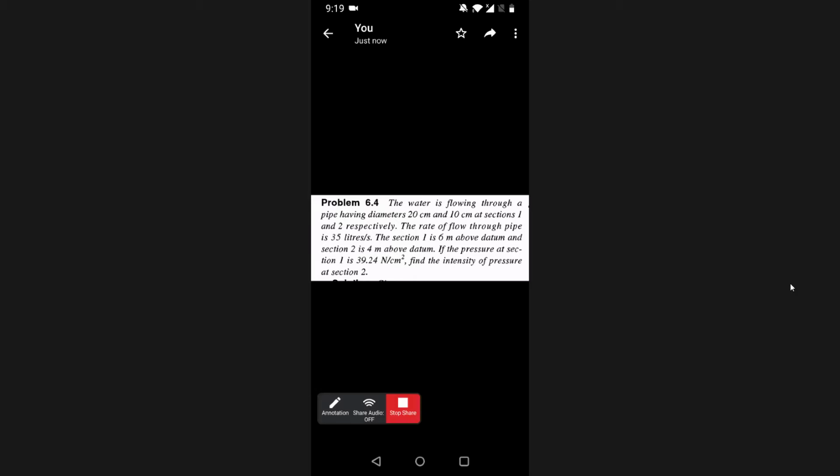Now what else is given? Section 1 is 6 meter above the datum and section 2 is 4 meter. If you take the reference, it is given that this section is 6 meter above and section 2 is 4 meters. So is this figure correct? Yes. Section 1 is 6 meter from the datum.